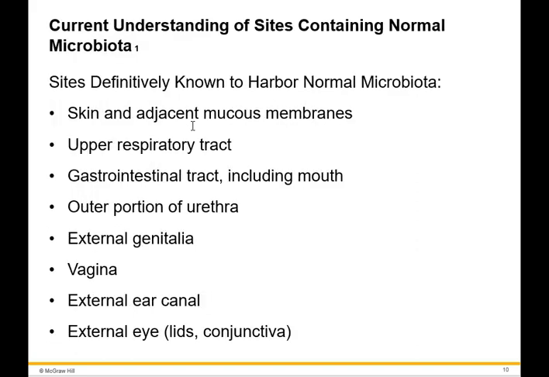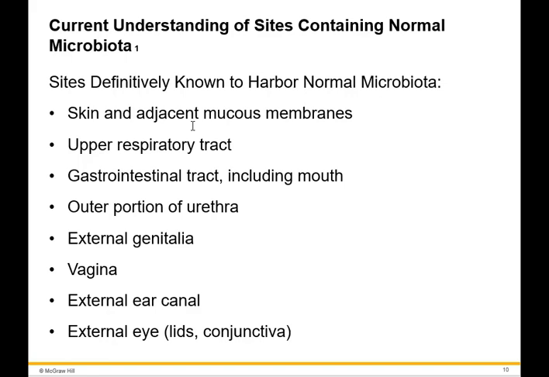So, current understanding of the sites containing microbiota: we have always kind of known that these particular locations have more normal microbiota. The skin, mucous membranes, that's a no-brainer. It's on the outside, and mucous membranes are exposed to the outside. The upper respiratory tract is exposed to the outside because that's where you breathe things in. Then the gastrointestinal tract, especially the mouth, the outer portion of the urethra, external genitalia, vaginal tract, the external ear and external eye, like the conjunctiva and the eyelids.